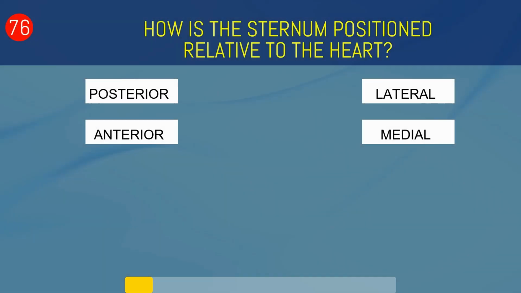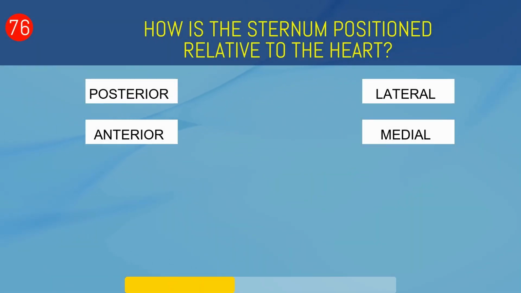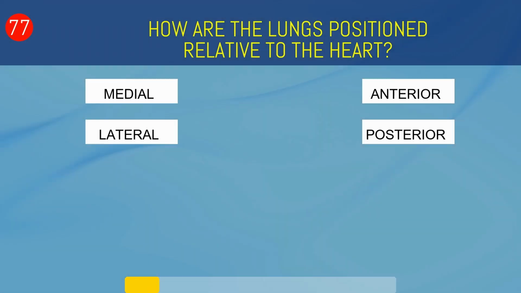Posterior. How is the sternum positioned relative to the heart? Posterior, anterior, lateral, or medial? Anterior. How are the lungs positioned relative to the heart? Medial, lateral, anterior, or posterior?